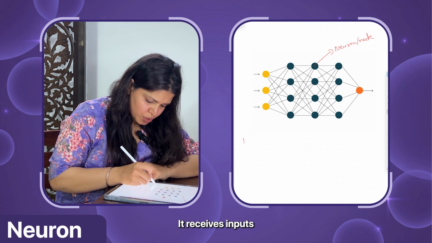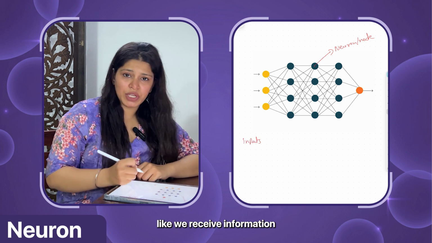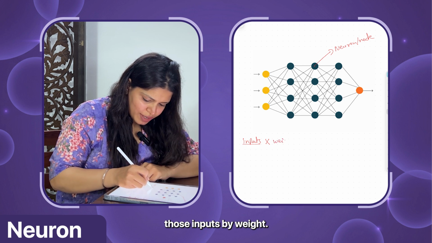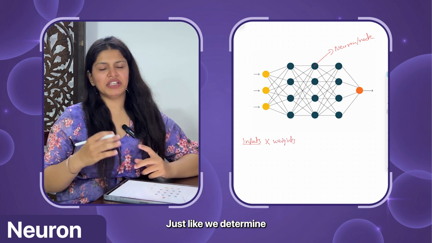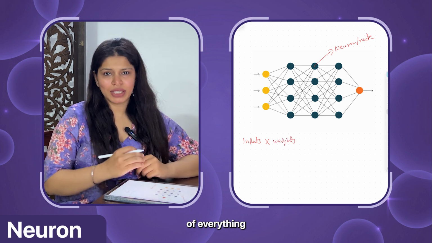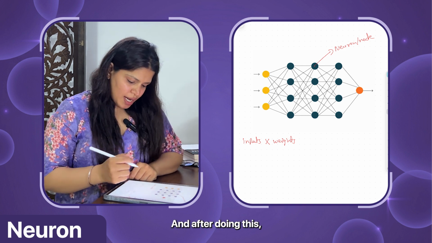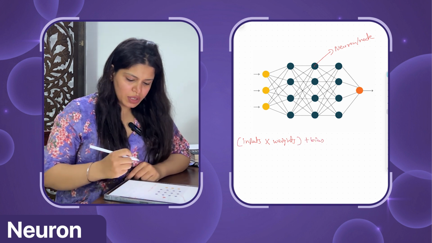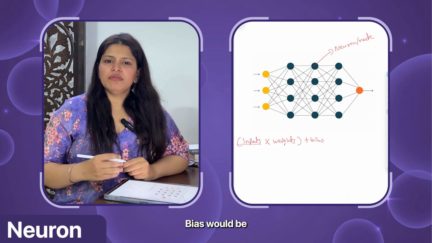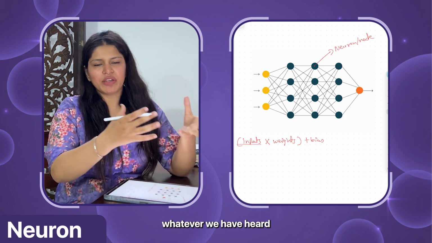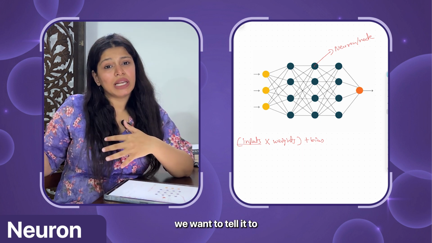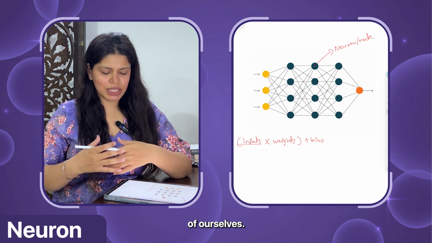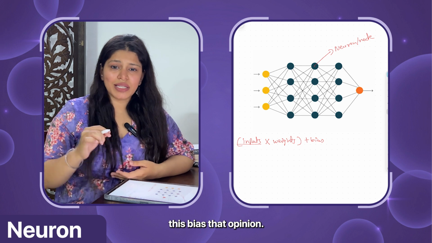It receives inputs, like we receive information, and then it multiplies those inputs by weights, just like we determine the importance of everything that we listen to. And after doing this, it also adds bias. Bias would be much like, suppose whatever we have heard from somebody else, we want to tell it to somebody else. Before doing that, we also add a little opinion of ourselves. So let's call that opinion bias.